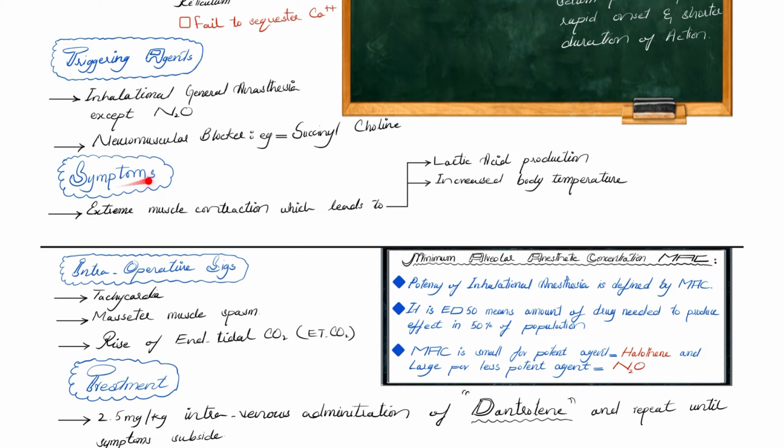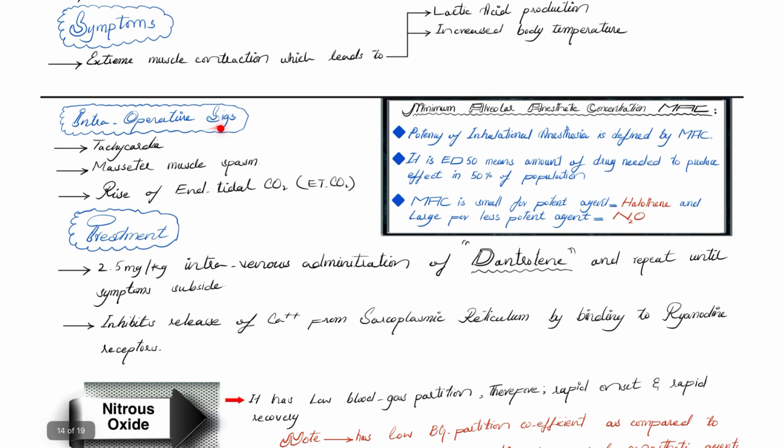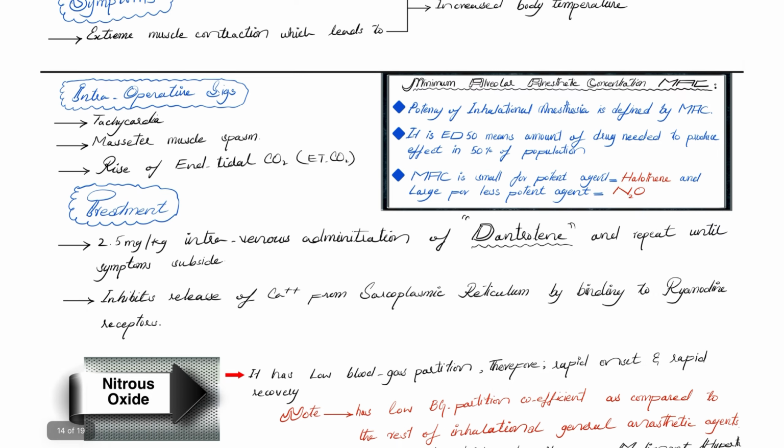Now, what will be the symptoms? There will be extreme muscle contraction, which leads to lactic acid production and increased body temperature. And what will be the intraoperative signs? There will be tachycardia, masseter muscle spasm, and a rise of end-tidal carbon dioxide, EtCO2.